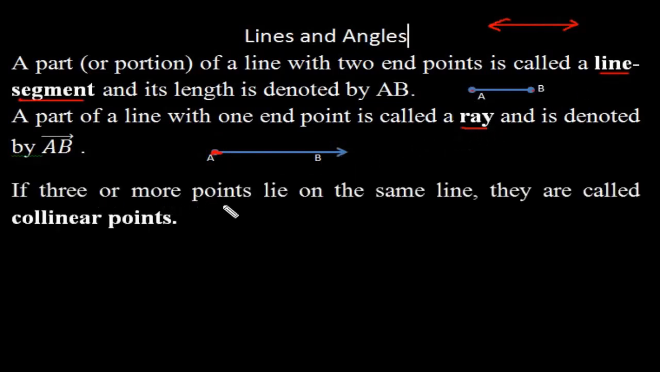If three or more points lie on the same line, they are called collinear points. It should be a minimum of 3 points. If it is 2 points, we call it a line segment. So it should be more than 2. So we are taking it as 3 or more points.